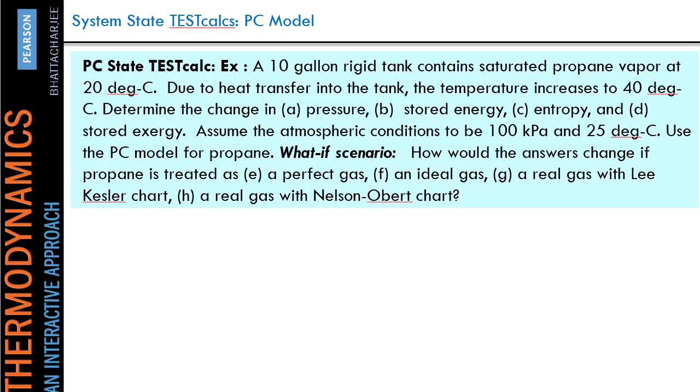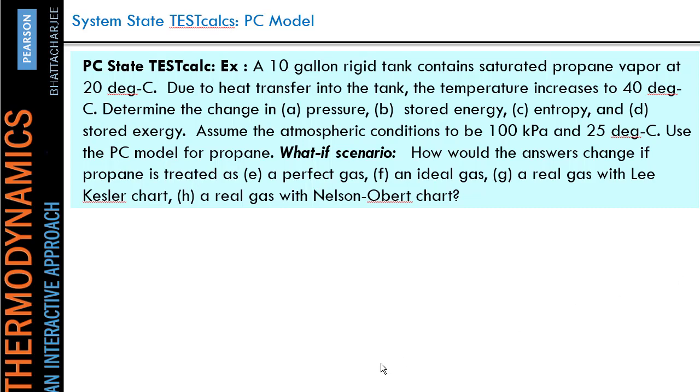This problem states that there's a 10-gallon rigid tank containing saturated propane vapor at 20 degrees Celsius, and then due to heat transfer in the tank, the temperature increases to 40 degrees Celsius. And it wants us to determine the change in pressure, stored energy, entropy, and stored exergy. And then it gives us some atmospheric conditions.